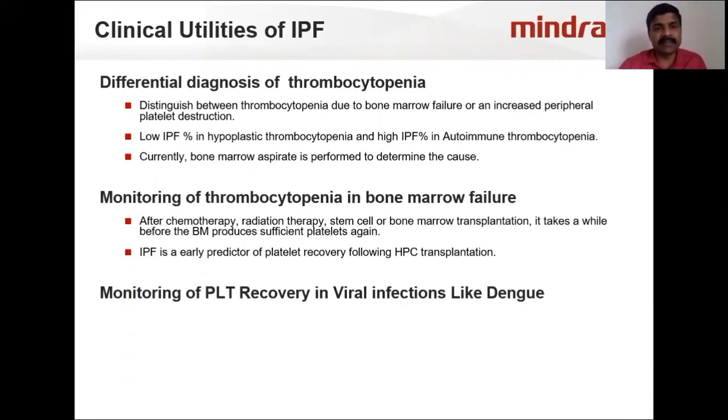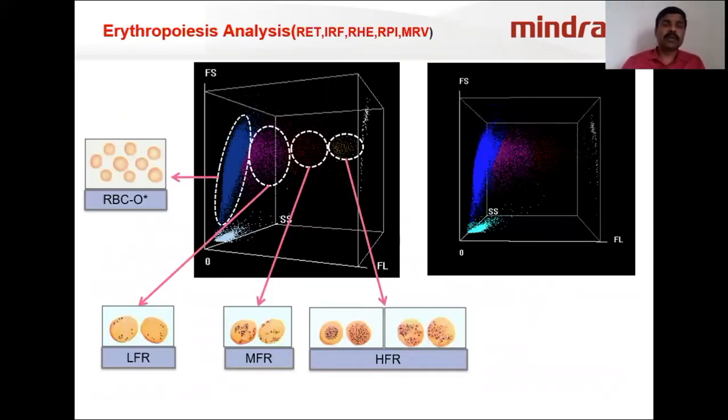You can see whenever this IPF is going high, that means the patient will be developing more and more platelets. This IPF also can be used to monitor bone marrow suppression in some oncology patients. So coming to the erythropoiesis analysis.